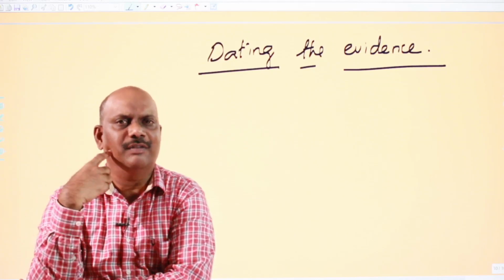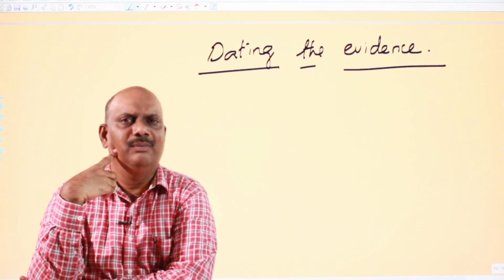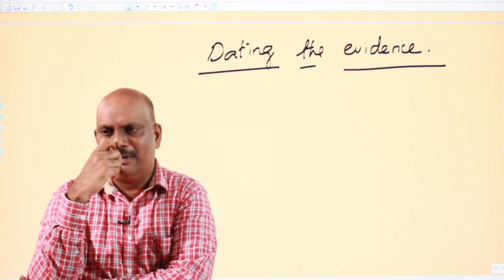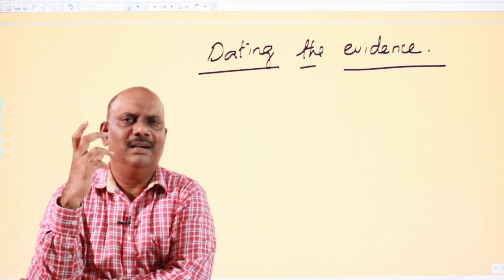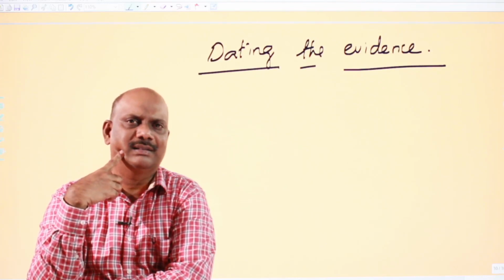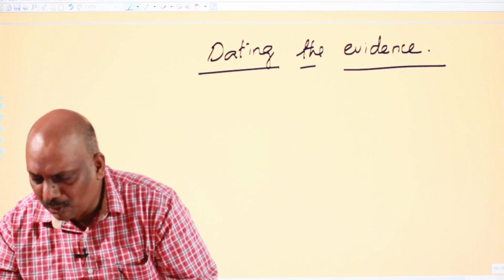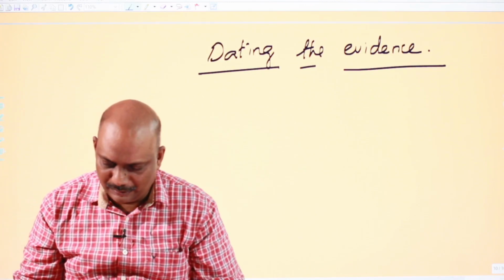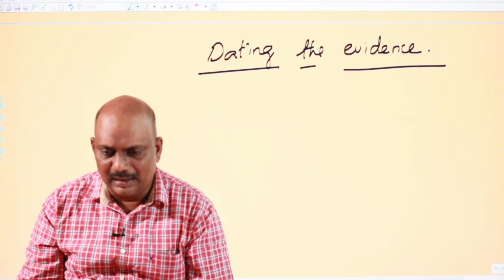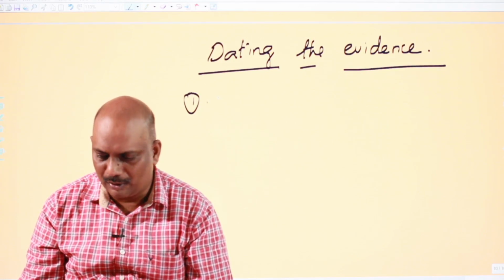There are a number of laboratories, even in our country, where we can find how old an artifact is. This is dating the evidence. And there are two popular techniques in that. One is the relative dating method. Another one is absolute dating or chronometric dating.